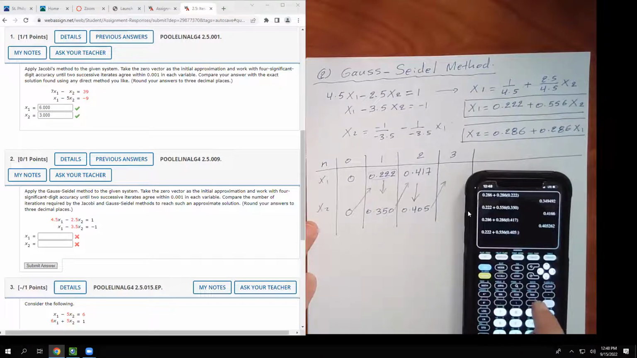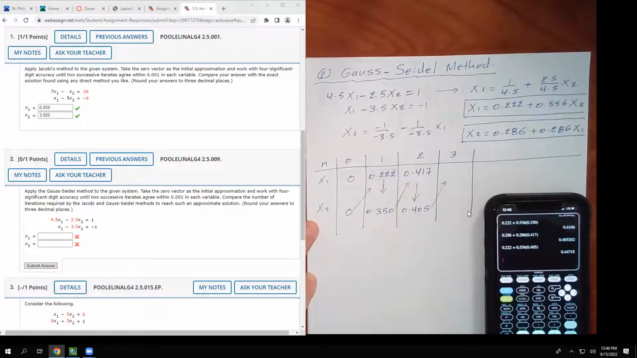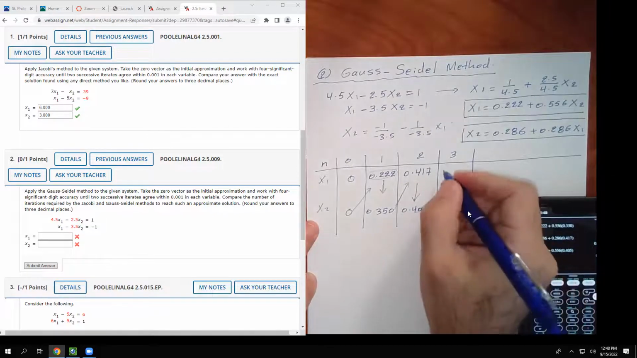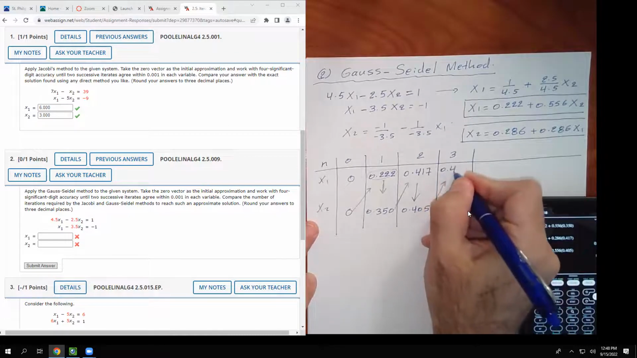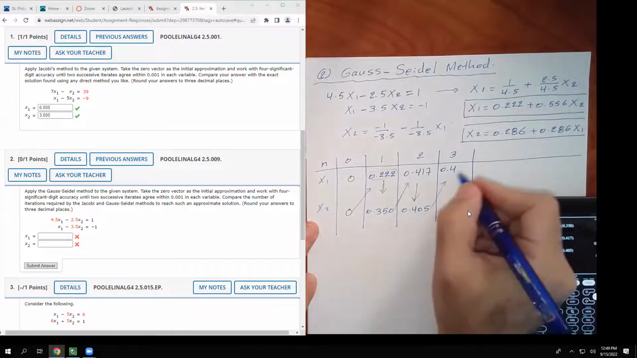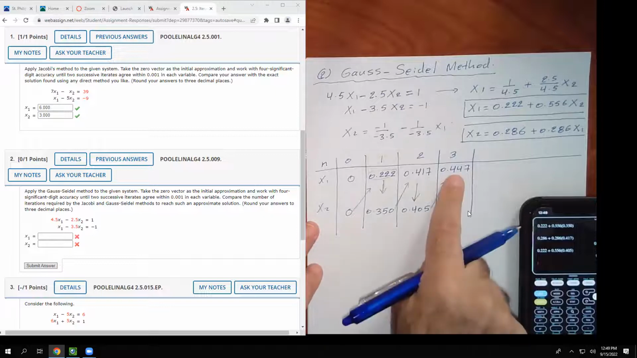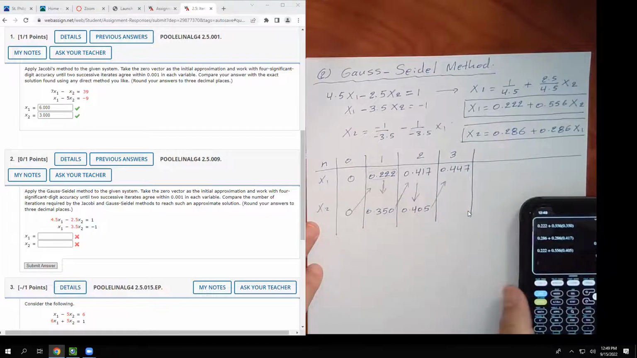405. And it's going to be 0.447. This one is going to be 0.447, 4471. So 447. Now I'm going to use this x1 to get the x2.